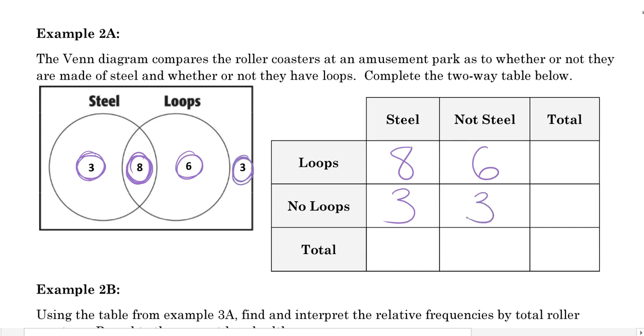So that is 3. Then if I'm looking for my totals, the total number of roller coasters with loops, 8 plus 6, we get 14. No loops, 3 plus 3, we get 6.